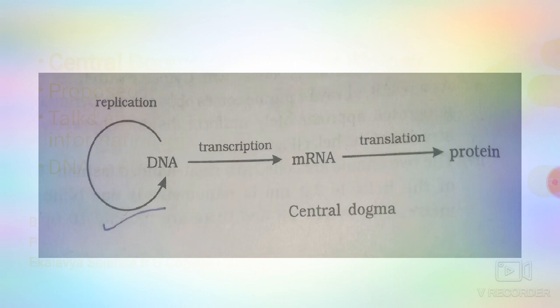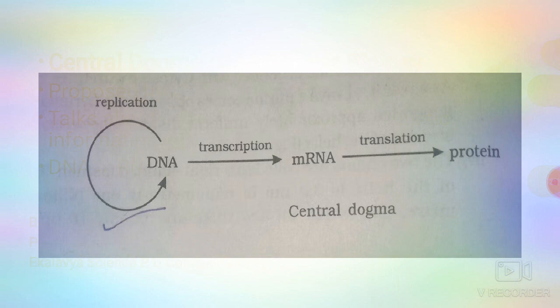There are 3 types of RNAs. One is mRNA, the second one is tRNA, and the third is rRNA. Here mRNA means messenger RNA, tRNA is transfer RNA, and rRNA is ribosomal RNA. And next from mRNA to the protein is the translation process. And this is the concept of the central dogma.